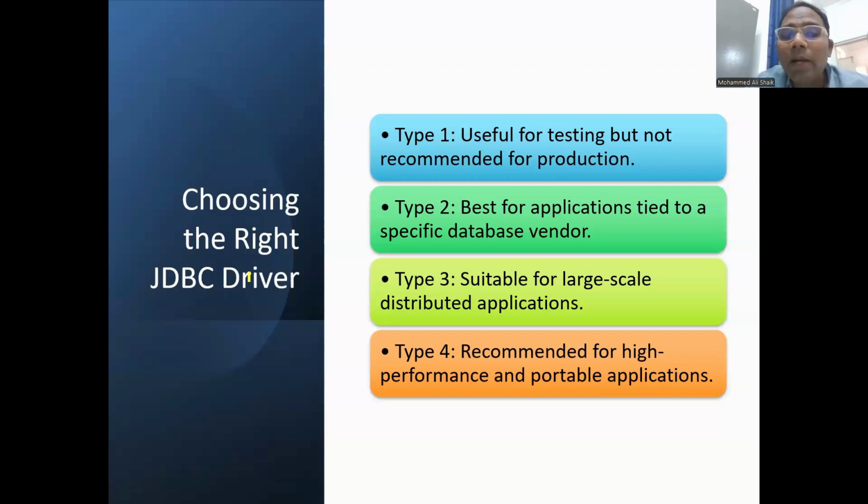Type 3 is suitable for large-scale distributed applications. If you have a large number of transactions hitting on a particular day, then go with type 3. Like Amazon, Flipkart, and any other server that has n number of hits on a per-second basis or more or less than that, then go with type 3. Type 4 is recommended for high performance and portable applications.